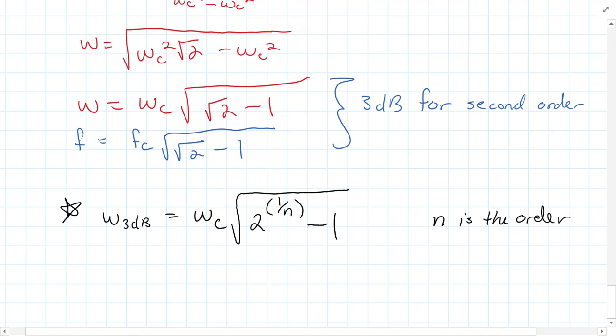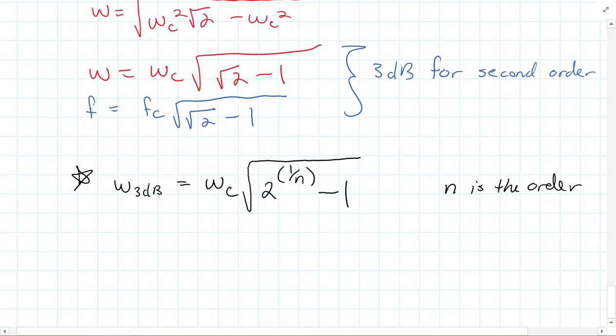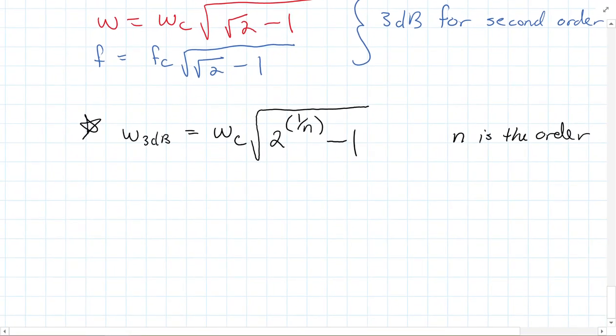So instead of doing a square root, we'd do a cube root. Instead of doing a cube root, you'd do a fourth root, so on and so on, depending on the order of the filter. And of course, you could write this as f at 3 dB is simply equal to fc times the square root of 2 to the 1 over n minus 1.